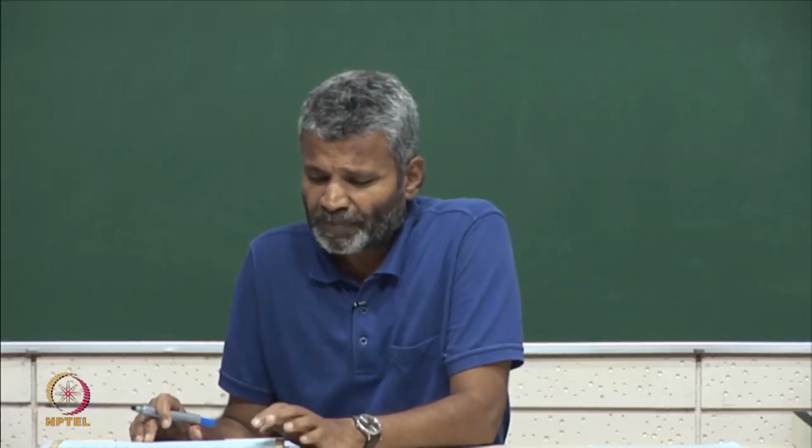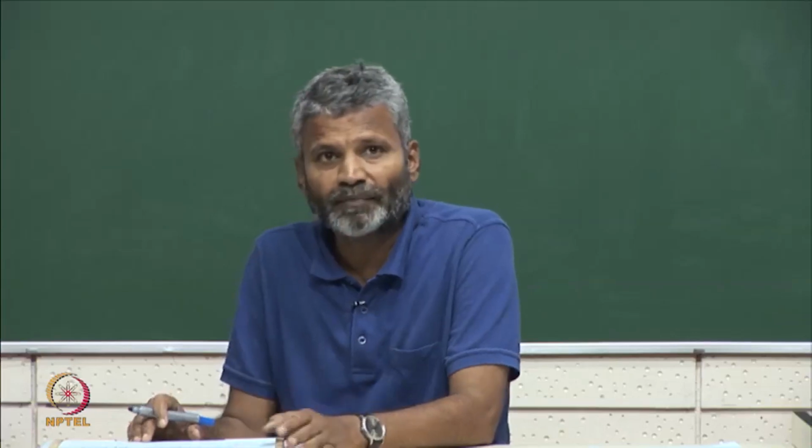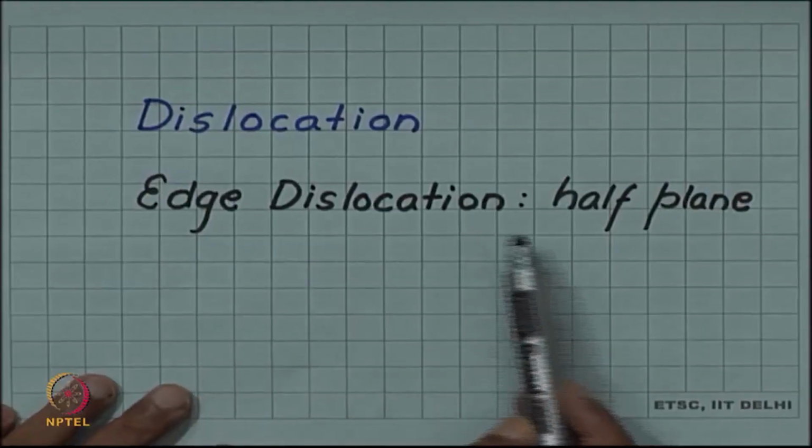So, we now discuss a new kind of defect which we have not discussed earlier, and that is dislocation. They come in different varieties. Edge dislocation is one of them. We will have time to see others as we go along. So, we start our discussion with edge dislocation.